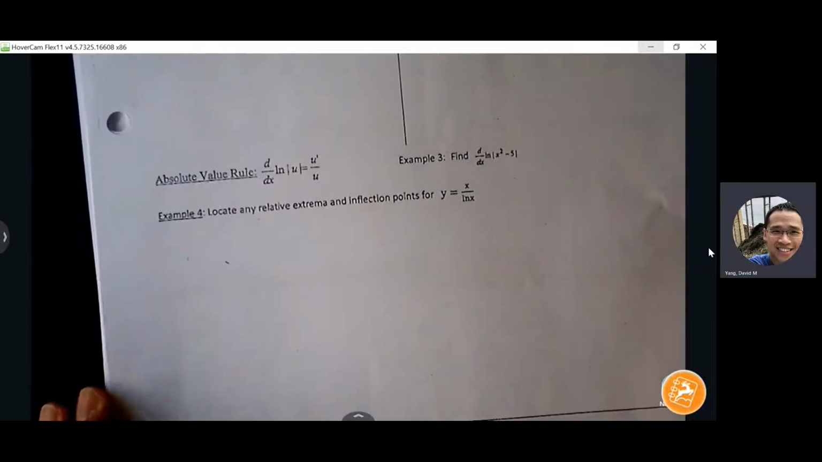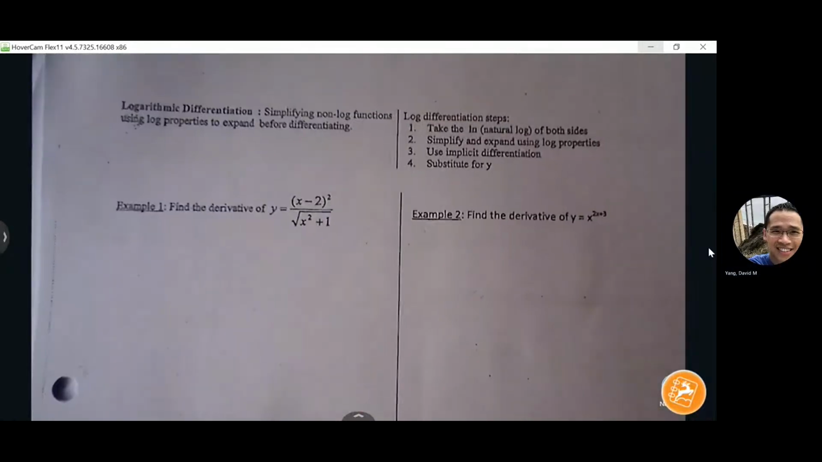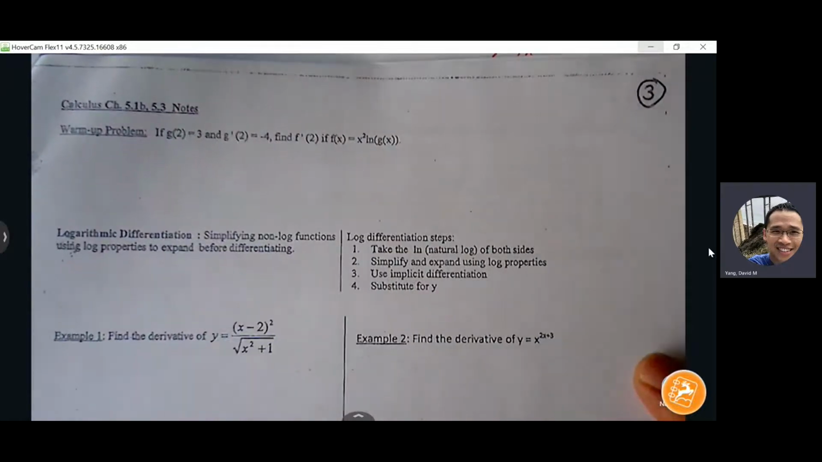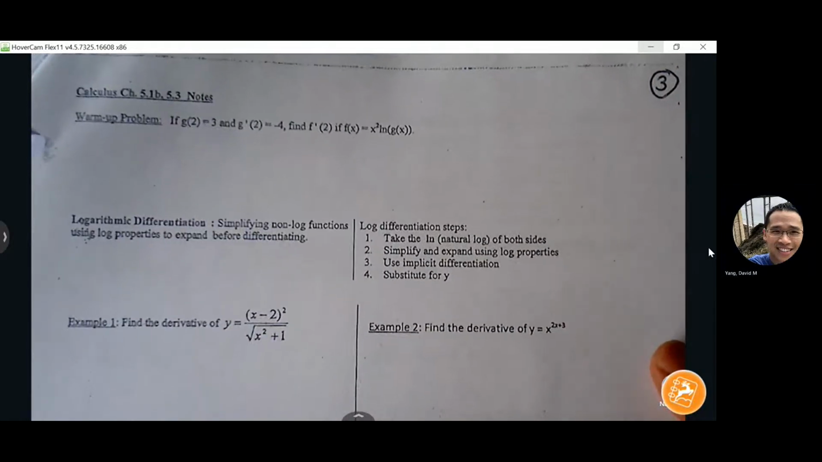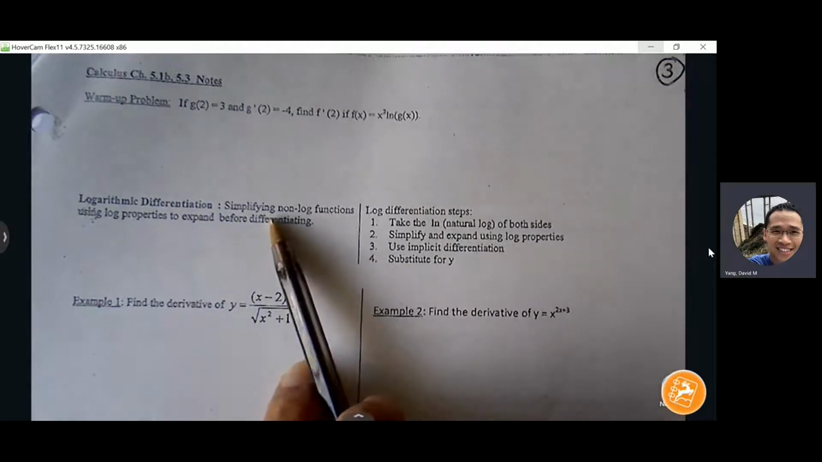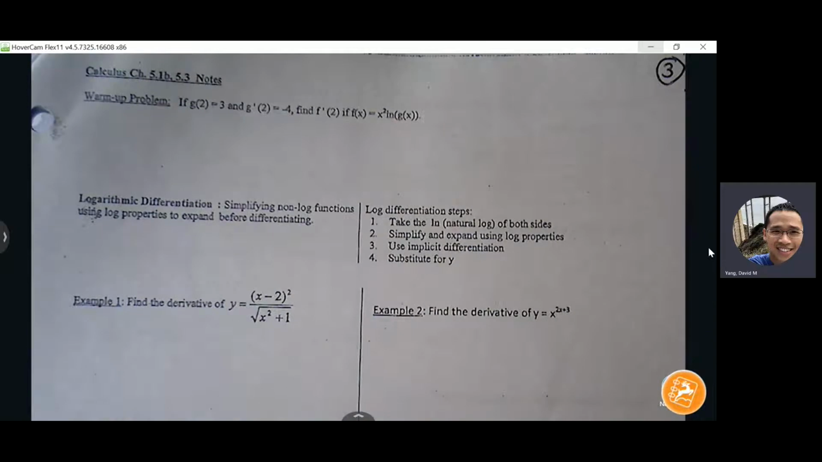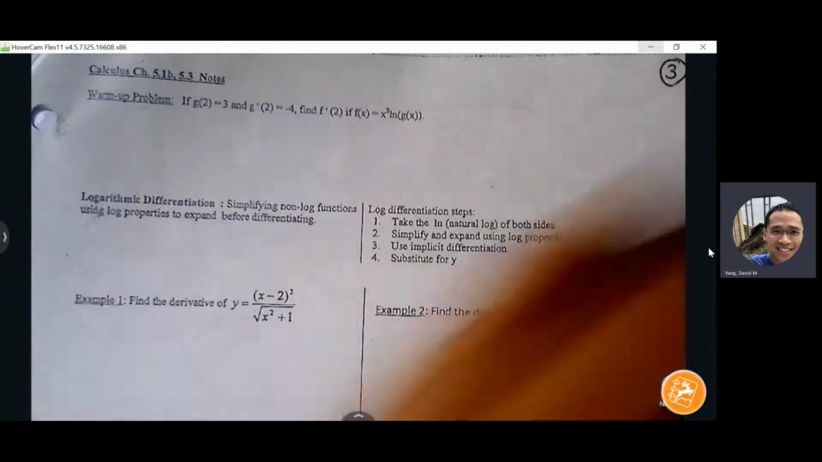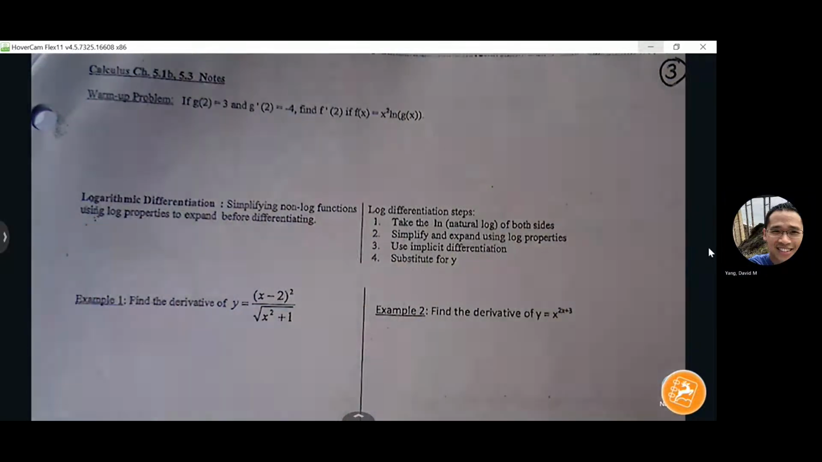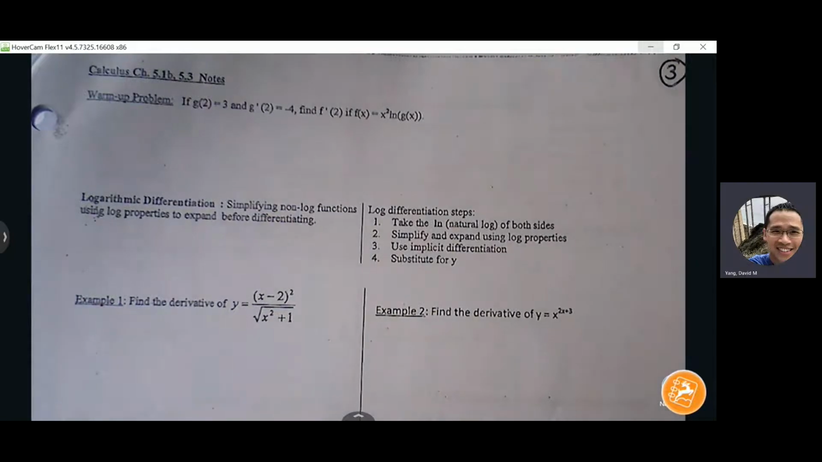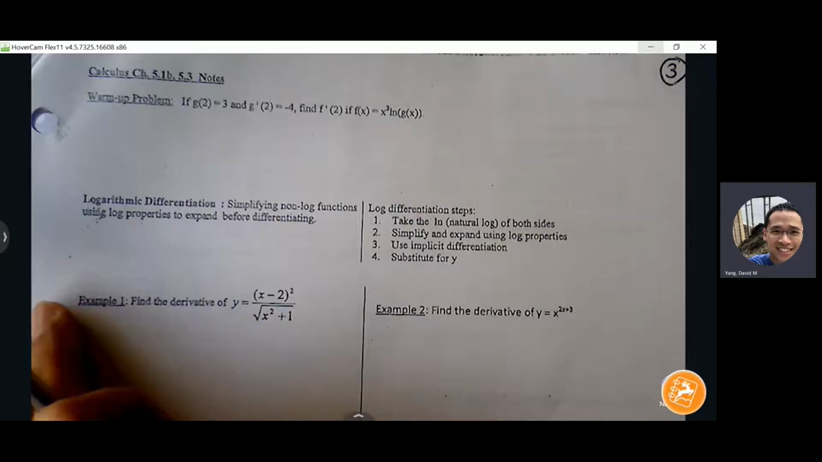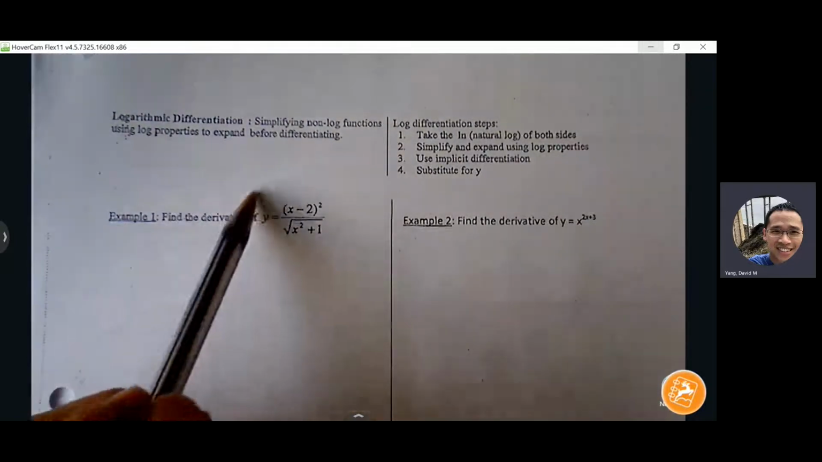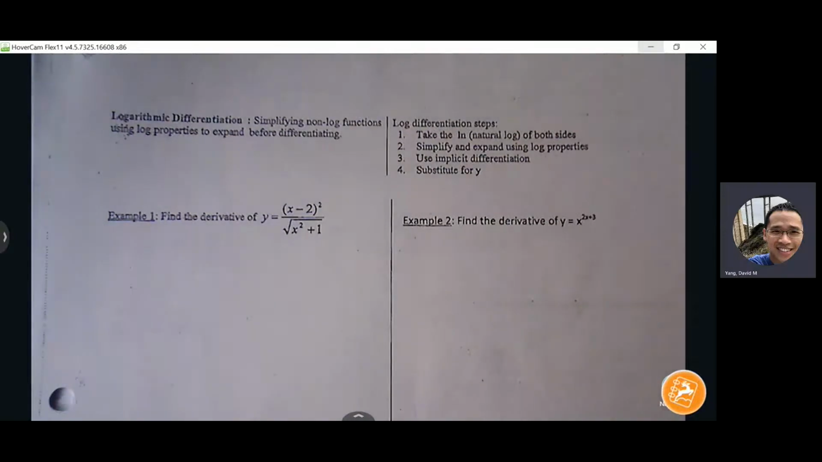Now, let's go to page 3, and let's talk about this process called log differentiation. So page 3, log differentiation. The idea with log differentiation is that we want to basically introduce logs into the problem so that we can take advantage of log properties. We only want to do log differentiation if there are no logs to begin with, and we want to introduce logs into the problem.